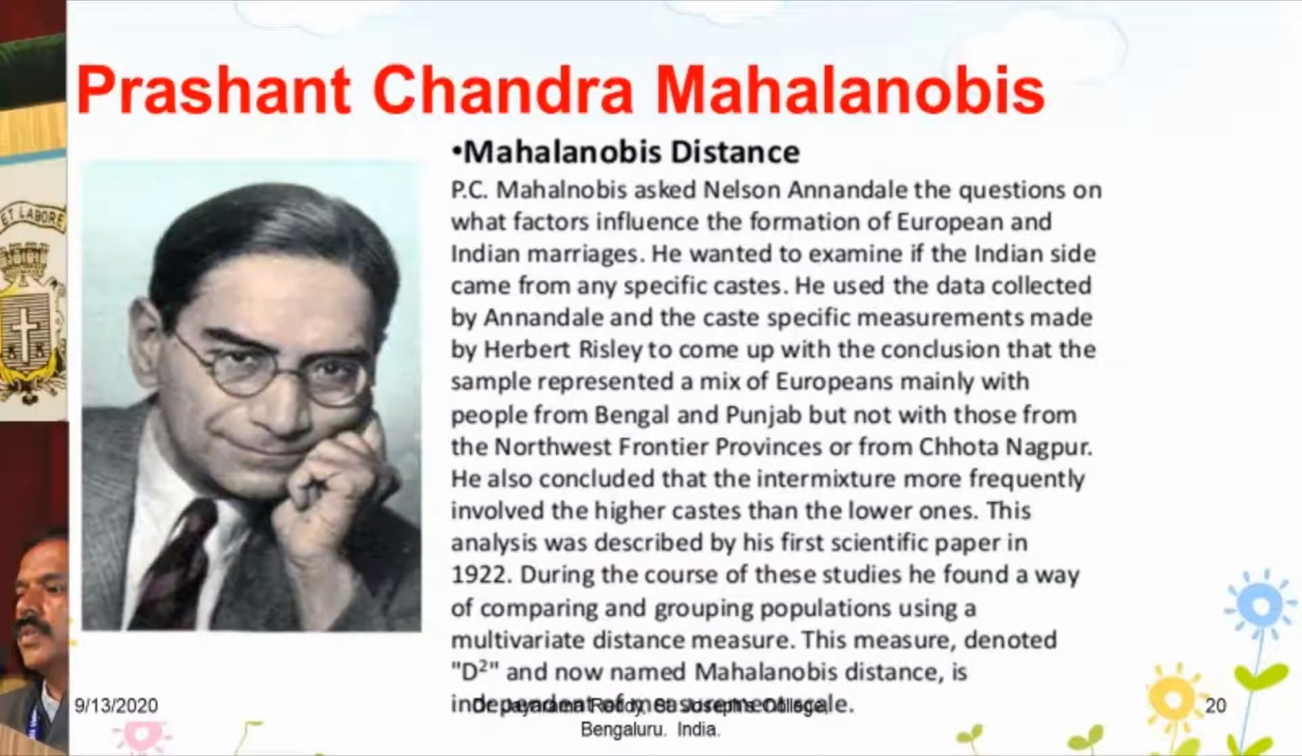There's one name from India who is known worldwide as a great statistician, that is Prashanta Chandra Mahalanobis. There are three big names that have contributed enormously to statistics. They are Carl Pearson, Francis Galton, and Ronald Fisher.